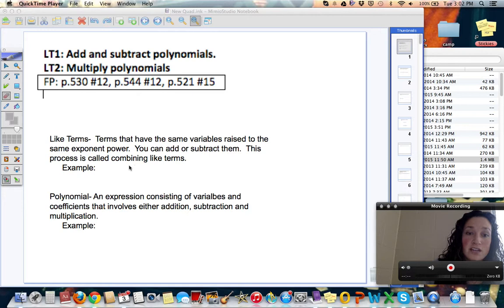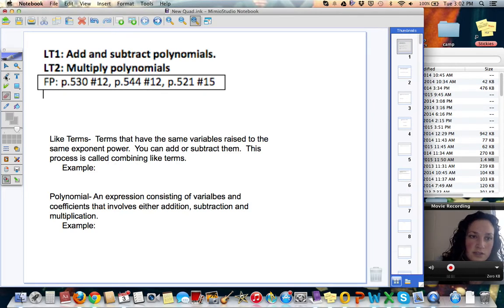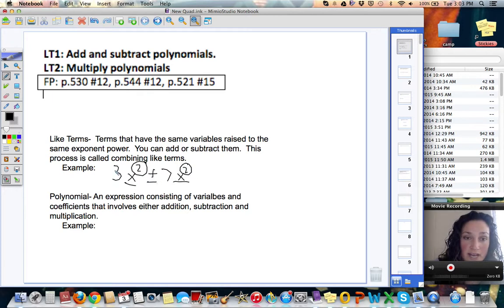Like terms that have the same variables raised to the same exponent power, you can add or subtract them, and that's called combining like terms. If I had 3x squared and 7x squared, they both have the same variable raised to the same exponent power, so I could add or subtract their coefficients. If I were to add them, I would get 10x squared, and if I were to subtract them, I would get negative 4x squared. If I had 7x squared and 9x cubed, I couldn't do anything because their variables are raised to two different powers.